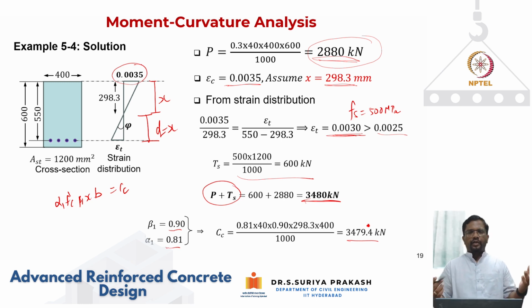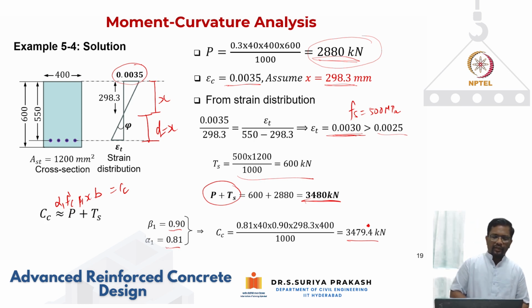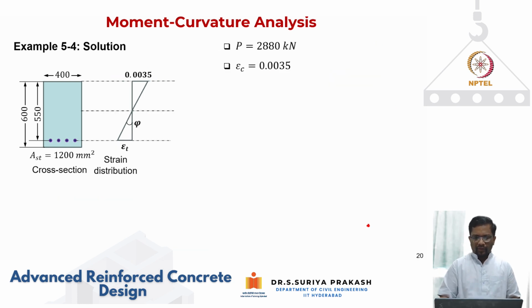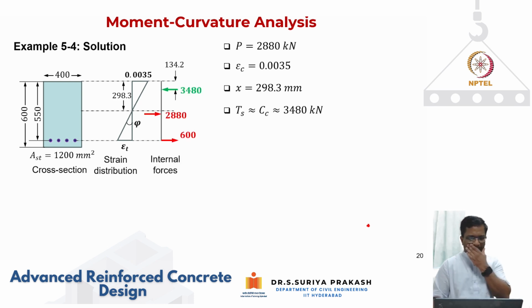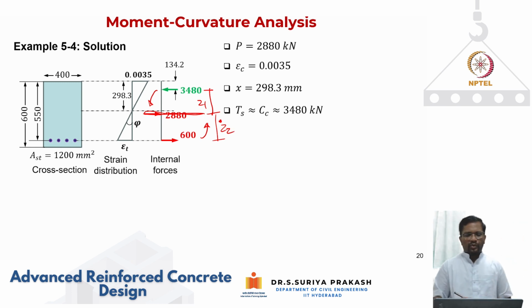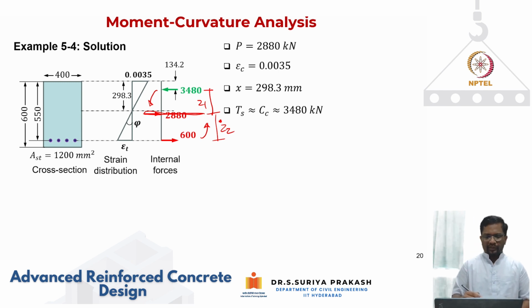So you see here again I am satisfying the force equilibrium. Cc is nearly equal to P plus Ts, so the assumed neutral axis depth is correct. Then we go ahead and check your moment capacities. Again, we are going to take moments about this CG point. You are going to have counterclockwise moments, so both of them will add up. And previously we have done the lever arms. Let's say we call them Z1 and Z2. Now Z2 is basically d minus h by 2, this distance.